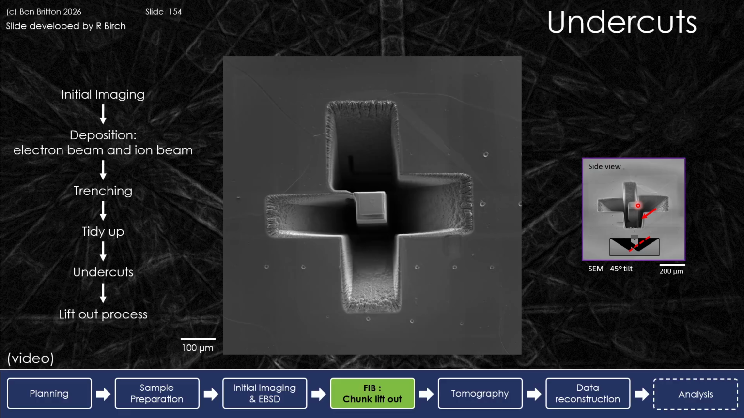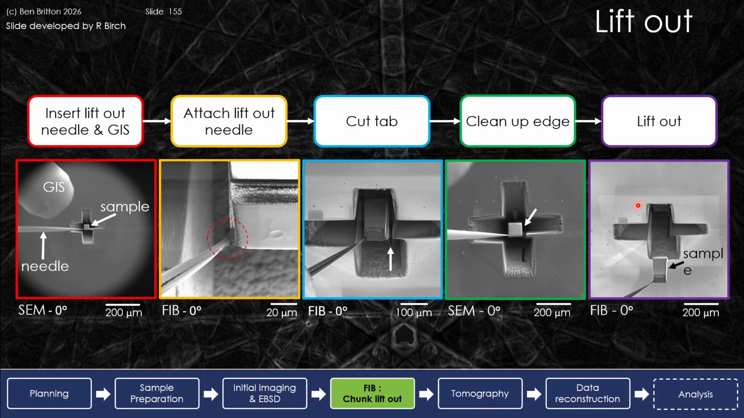Then we're going to do the lift out process. We're going to bring in effectively the nano manipulator. So the manipulator comes in. We're then going to weld the manipulator. Just bear in mind quite how big our object is, but we've now welded the manipulator to the side of this. We're then going to cut the tab off. We're then going to clean up the edge, because this is the last bit. This edge is what we are going to attach to our grid. And then we lift out the sample from the object.